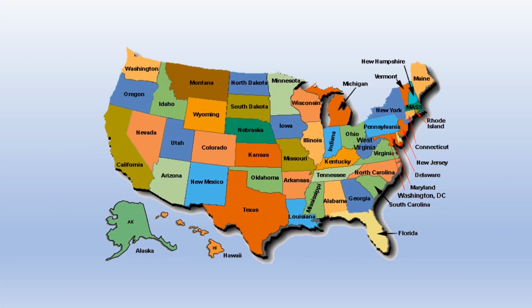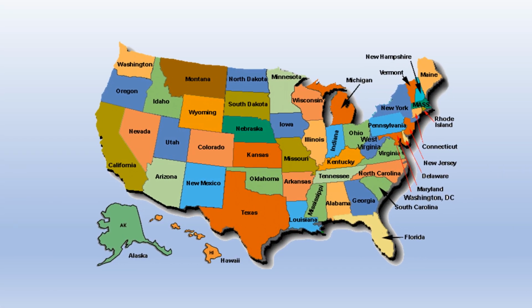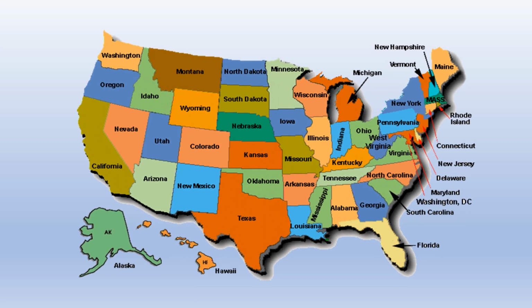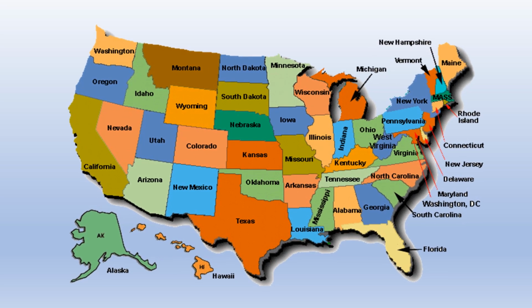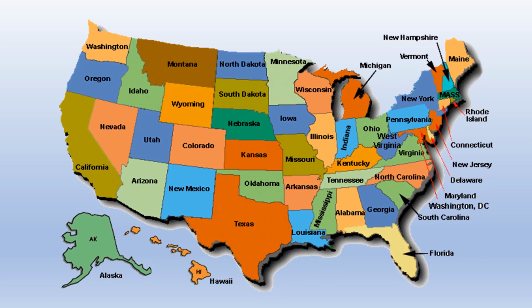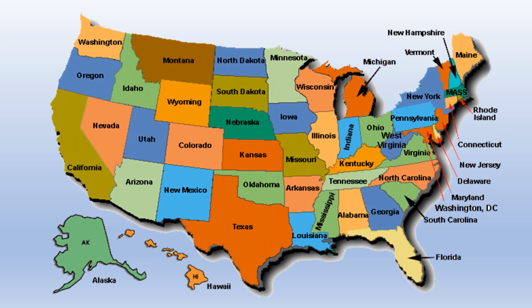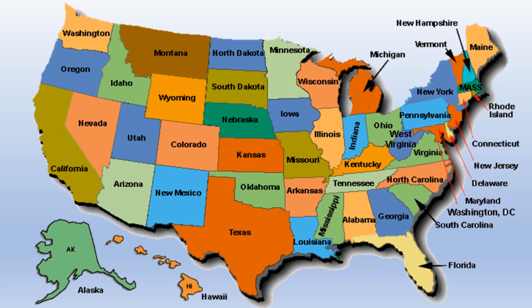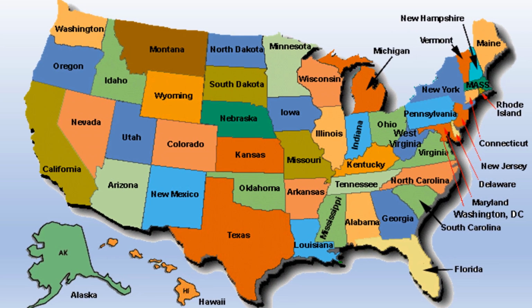The United States is divided into 50 states. Each one's different in size. The smallest state is Rhode Island, and the largest state by area is Alaska. You could fit approximately 430 Rhode Islands into Alaska.